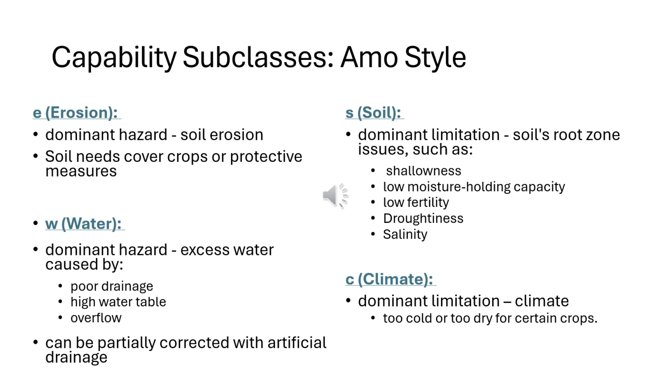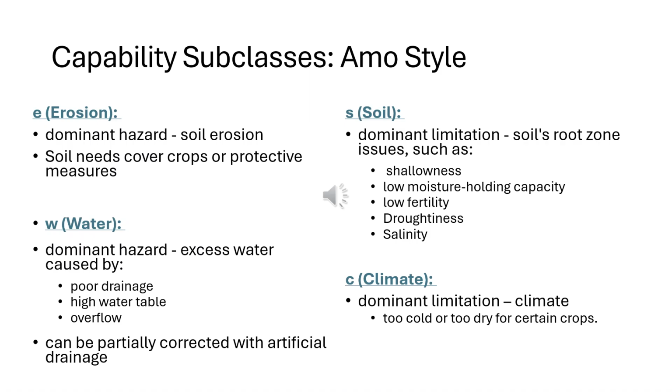You could have a soil that has a low moisture holding capacity, either due to climate conditions or maybe it's too sandy and water doesn't cling to clay particles. Or you could have low fertility, droughtiness. Okay, you have long periods of time where maybe you don't get precipitation, and also salinity in the root zone could greatly limit plant growth.